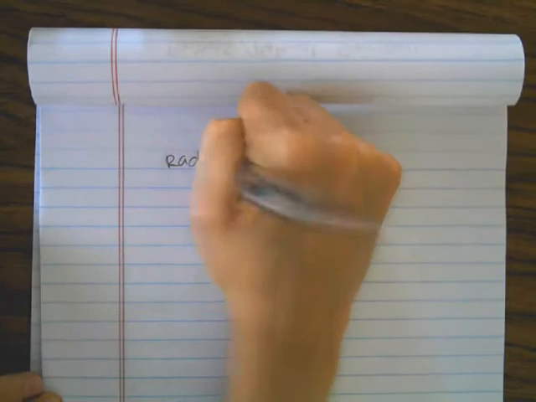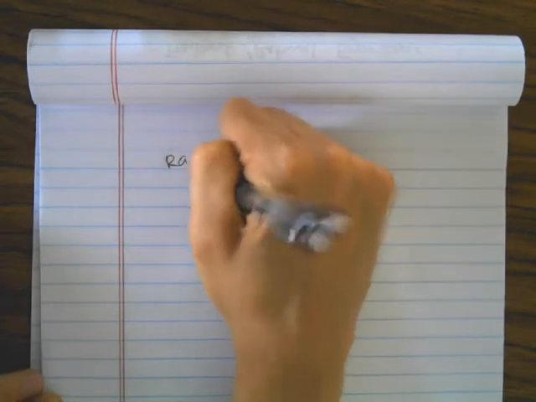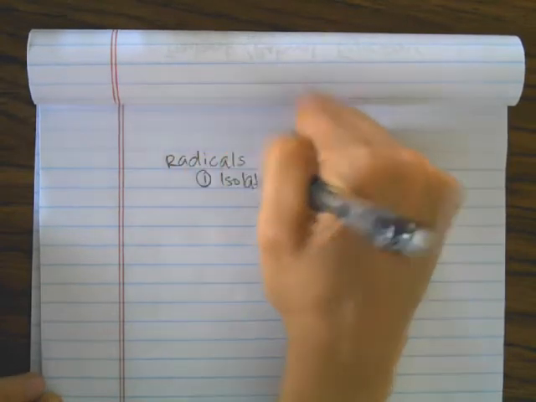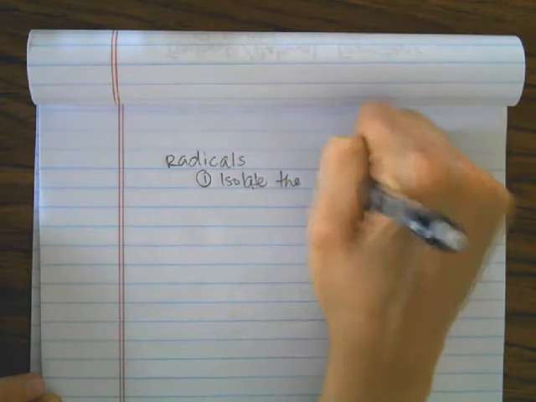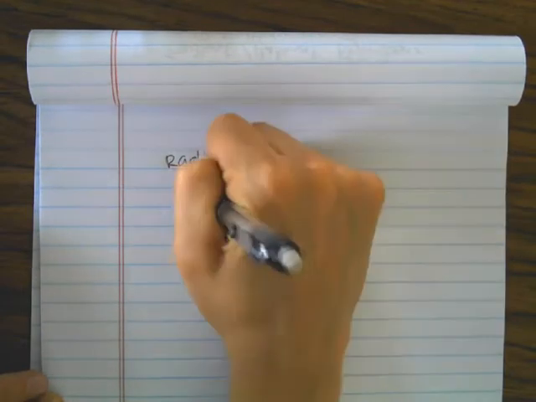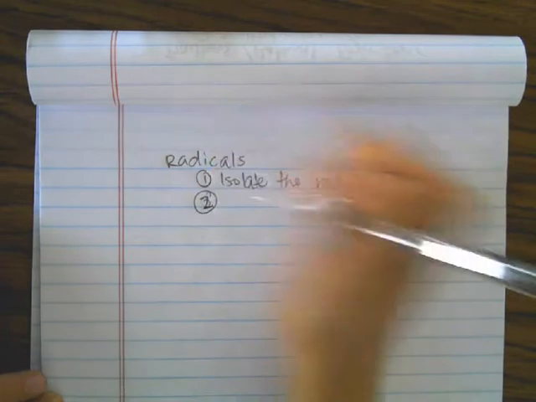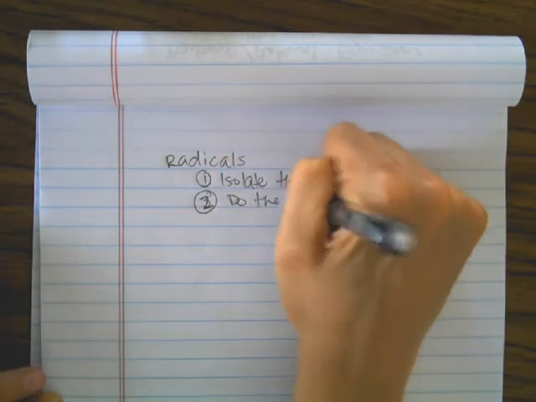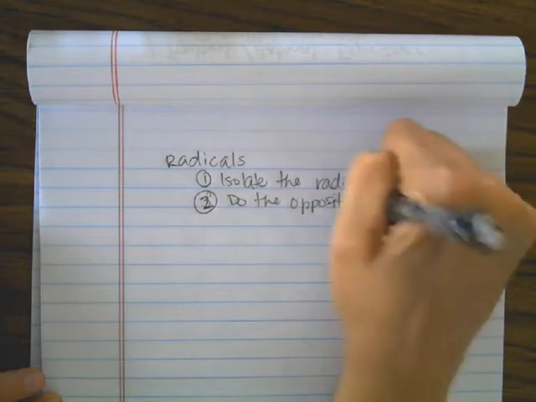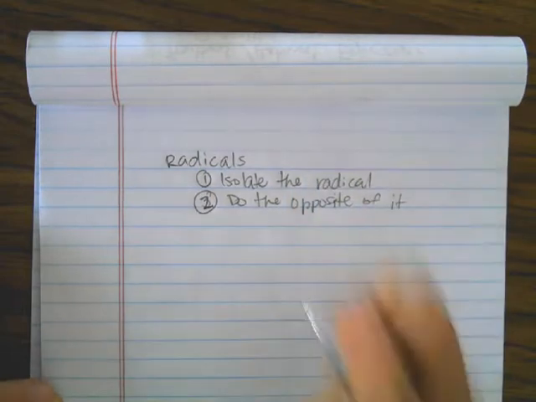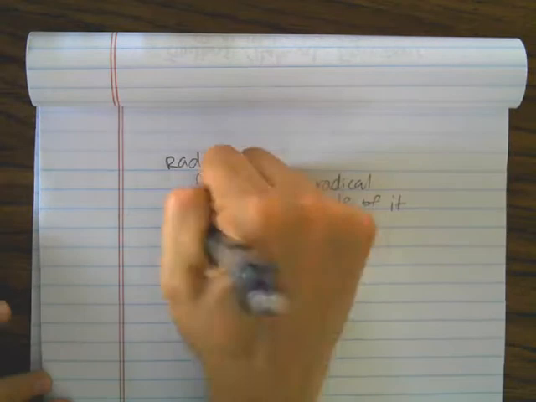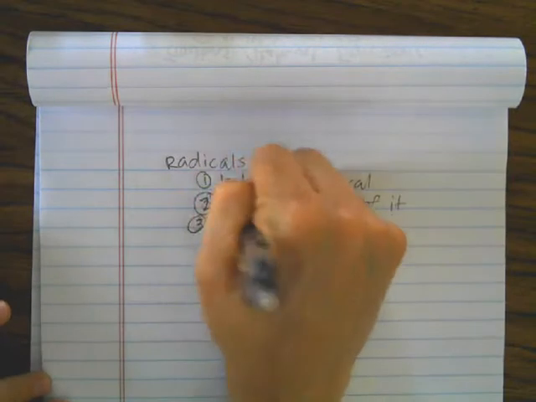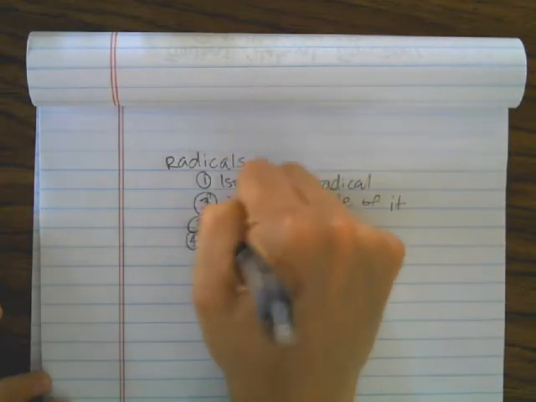Okay, the last thing I need to do is solving equations with radicals. So what you do is you isolate the radical, and then do the opposite of it. So if it's a square root, you square. If it's a cube root, you cube. Solve, and then check to see that it works.